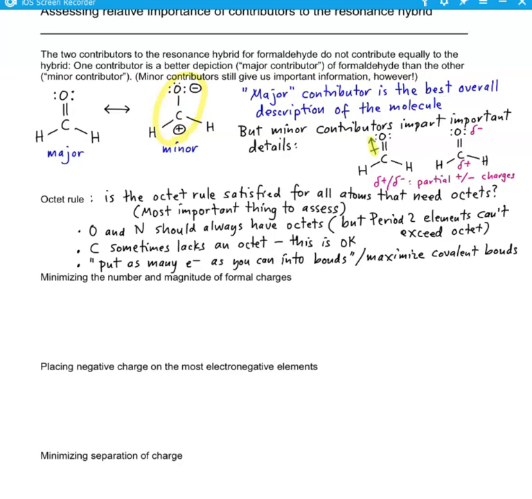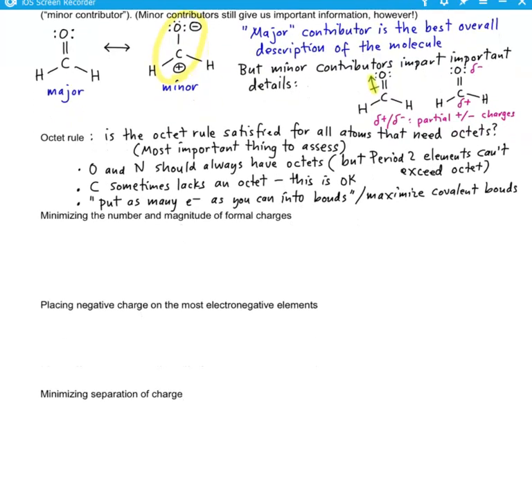Another thing you'd want to check, so really the octet rule is the very first thing, and then these other 3 factors that we're going to look at depend on the structures that you have. So some of them you might not even need to check, and others you will.